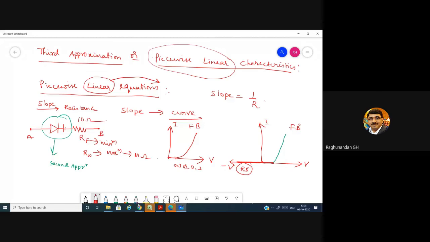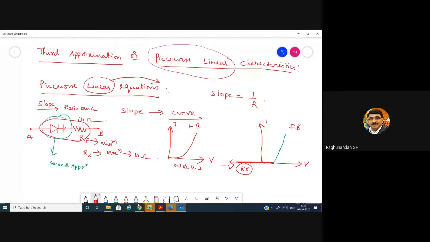Are they matching, at least to some extent? Yes, sir, they are matching. So they stopped at this level. They told that this is the equivalent circuit for the diode under forward bias condition.